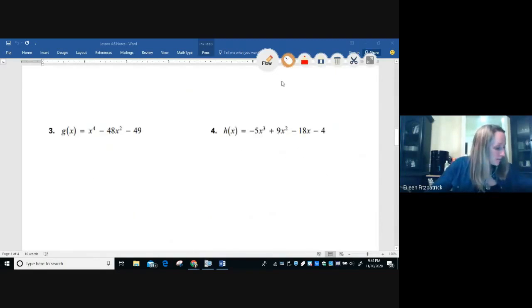Okay, let me see. Number 3, I think, is a little bit easier, so I think I'll do 3. And then number 4 is another one where you have to do the quadratic formula. So I'm not going to do that one because I think you've seen enough. All right, so for number 3, I'm going to set it equal to 0.